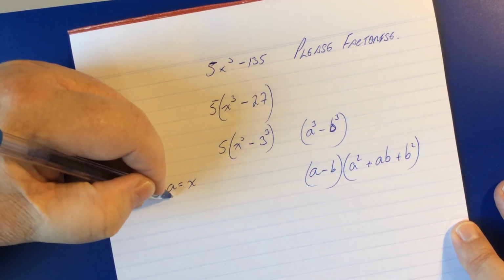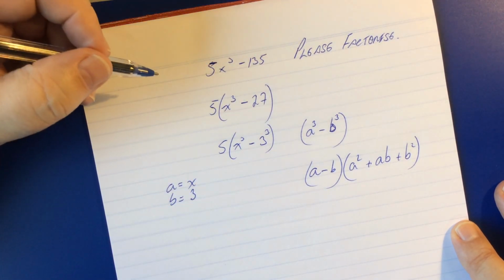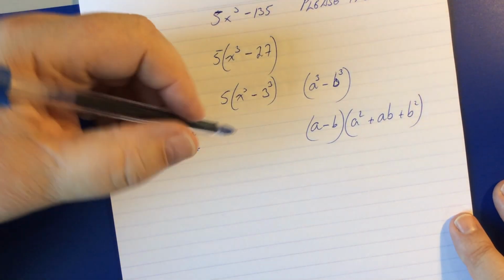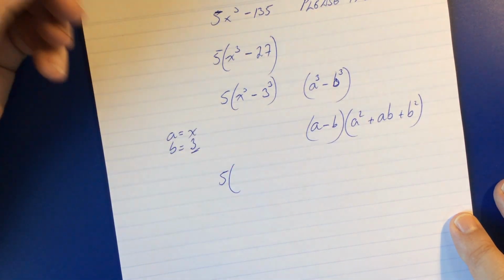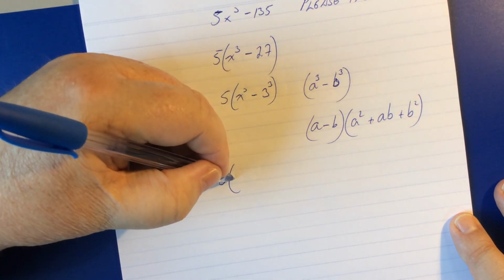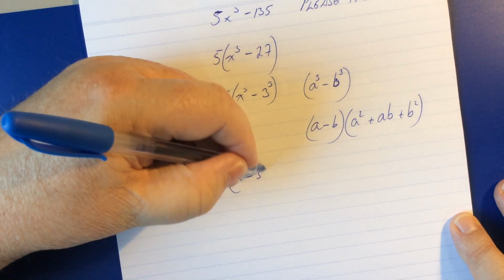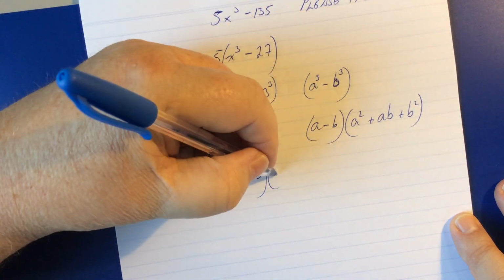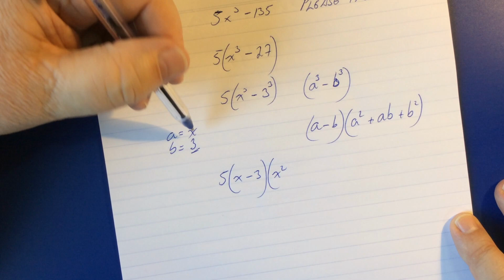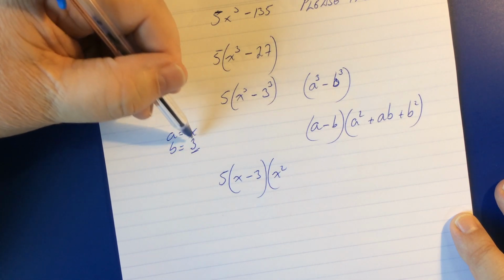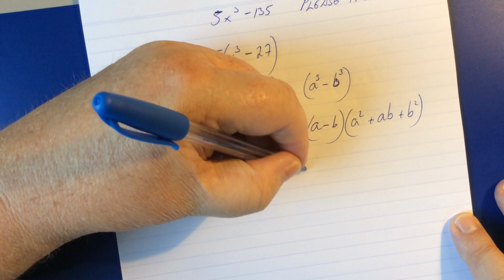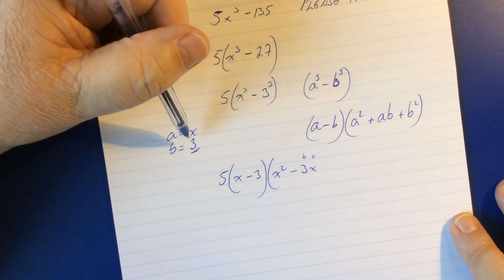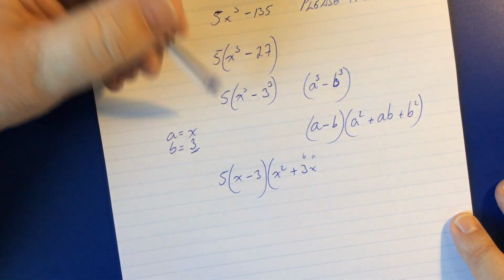a is equal to x, b is equal to 3. That's important. Okay, to work. Don't forget the 5. x minus 3. That's a minus b. a squared is x squared. ab is the same as ba, so that is 3x. We'll write that as 3x, even though that's a and that's b. And that should be a plus.